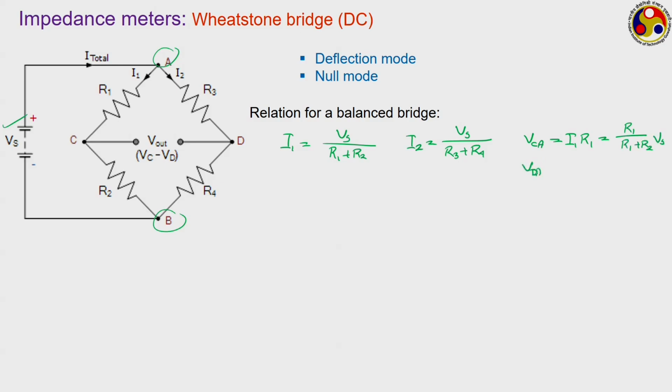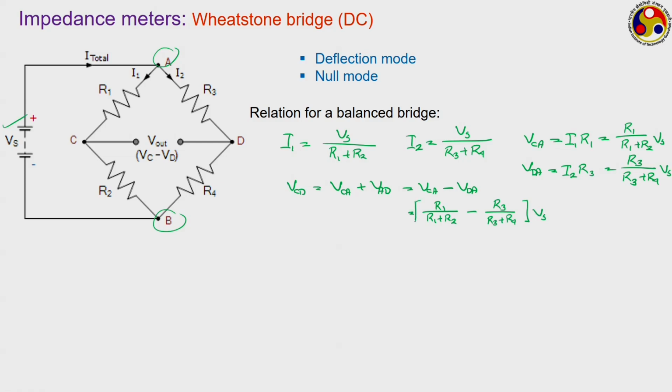Similarly, VDA, that is the voltage rise when you are moving from D to A, should be equal to R3 divided by R3 plus R4 into Vs. So VCD, the net voltage change when you are moving from C to D, should be equal to VCA plus VAD, that is VCA minus VDA, which is equal to R1 upon R1 plus R2 minus R3 upon R3 plus R4, whole into Vs.